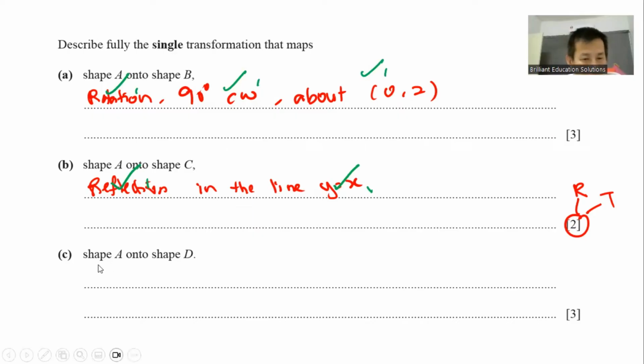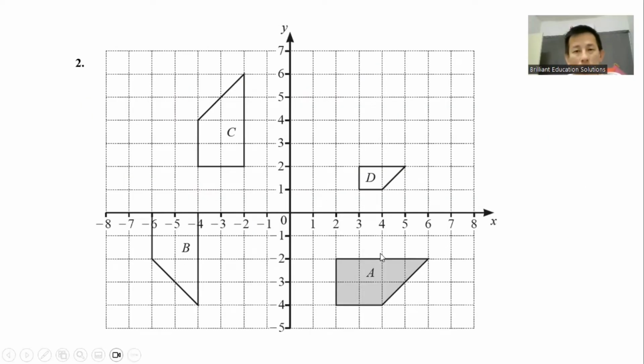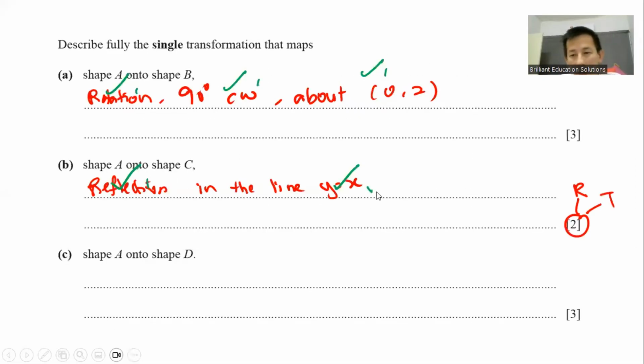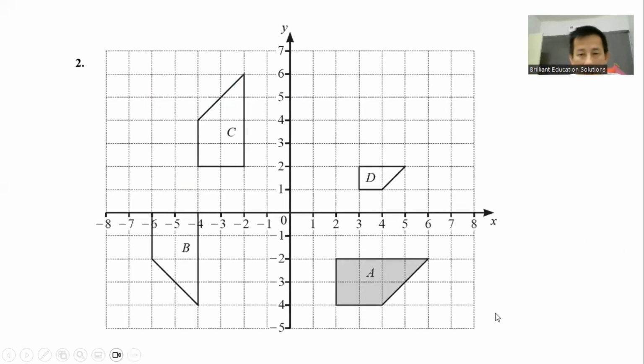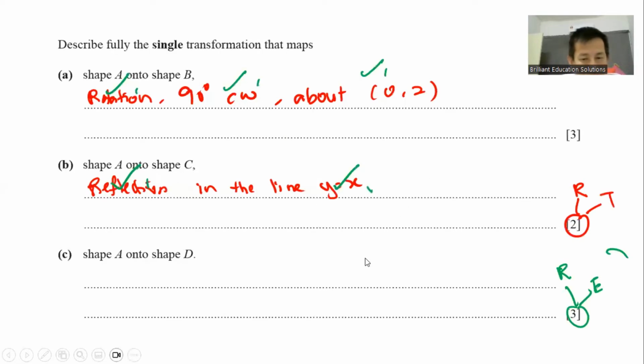Okay, next. A to D is a 3 marks question. So A to D, one big, one small. A to D, 3 marks, it can either be rotation or enlargement. In this case, here A to D, one big, one small, it will be an enlargement.